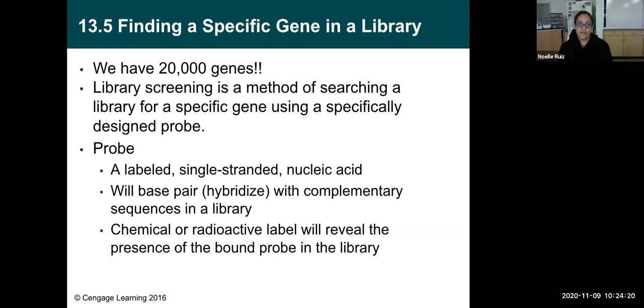And the probe will usually have a chemical or radioactive label that will reveal the presence of a bound probe in the library. So we can make it glow. And then we can scan the entire genome to see which area glows, and that would be the area that the probe attached to.